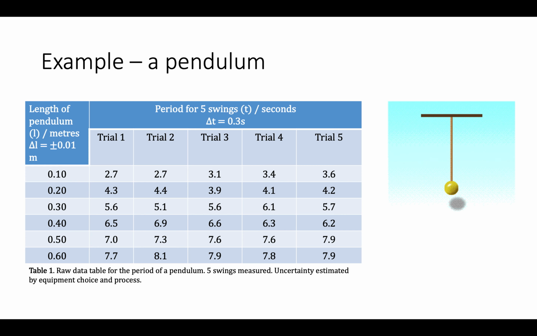Depending on the length of your pendulum, you've chosen 6 different lengths varying from 0.1 to 0.6 meters to an accuracy of 1 centimeter, plus minus 0.01 meters.